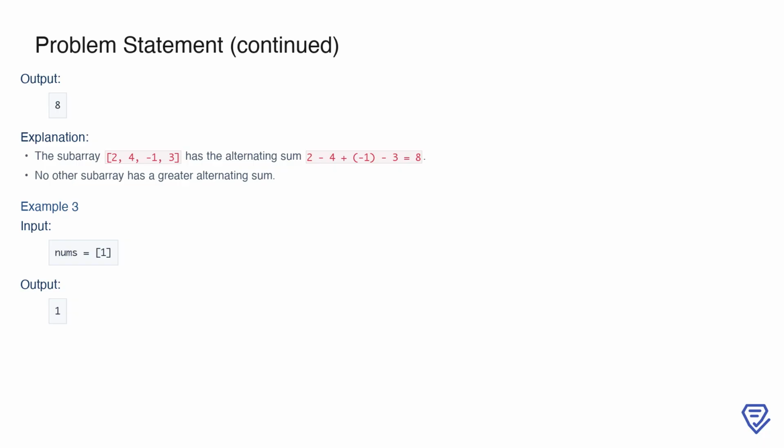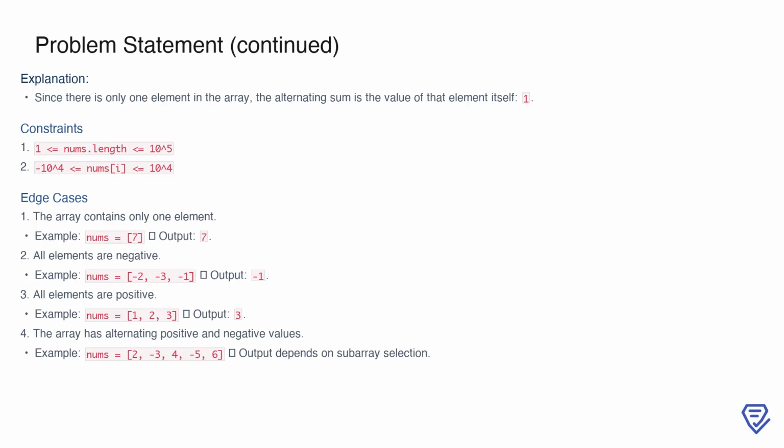Finally, let's look at the simplest possible case with the input nums equals 1. For the input nums equals 1, the output is simply 1. Since the array contains only one element, the only subarray possible is the element itself, and its alternating sum is the value of that element.